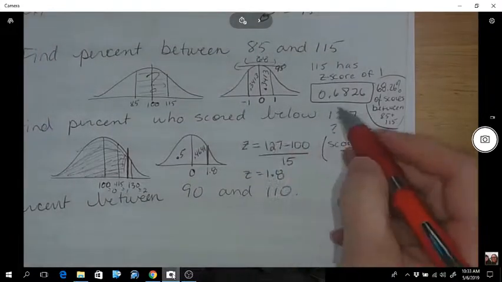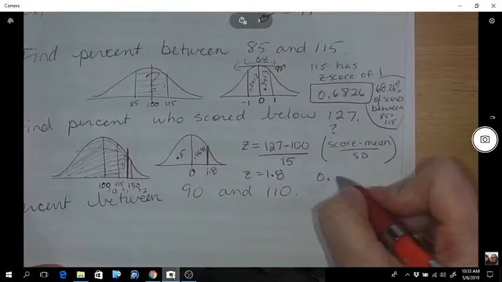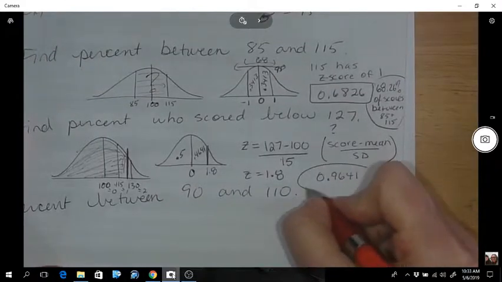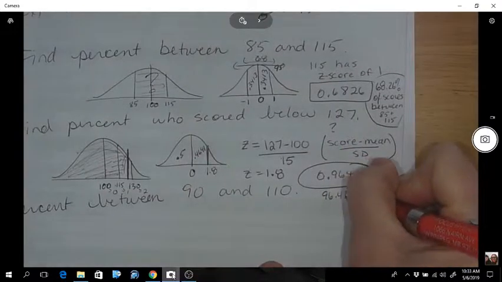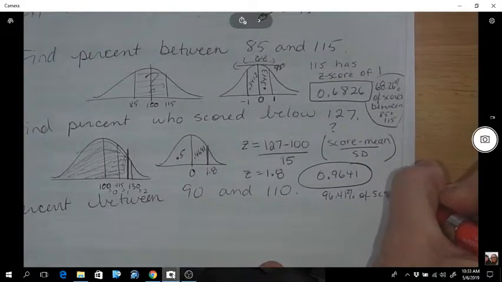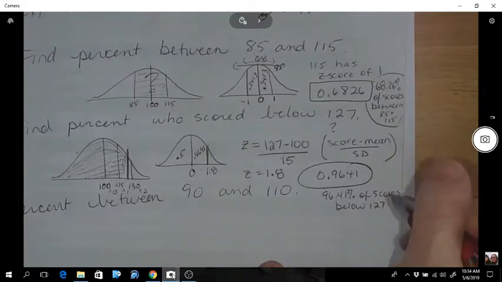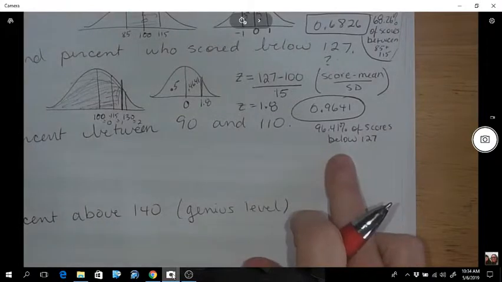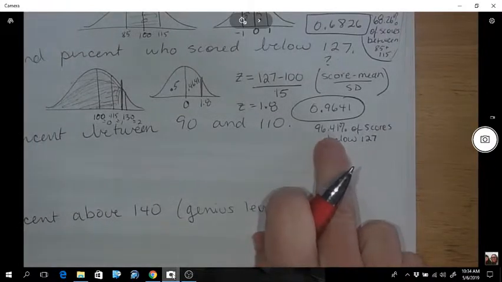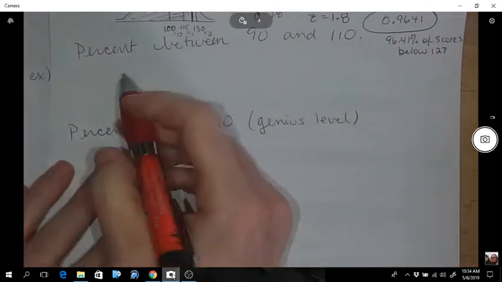So the scores below 127 would end up being 0.9641. So 96.41% of the people, that's what that means, were below 127. So if you scored a 127, that's pretty good because there's not many people that scored above you, right? Not even 4% of people above you.